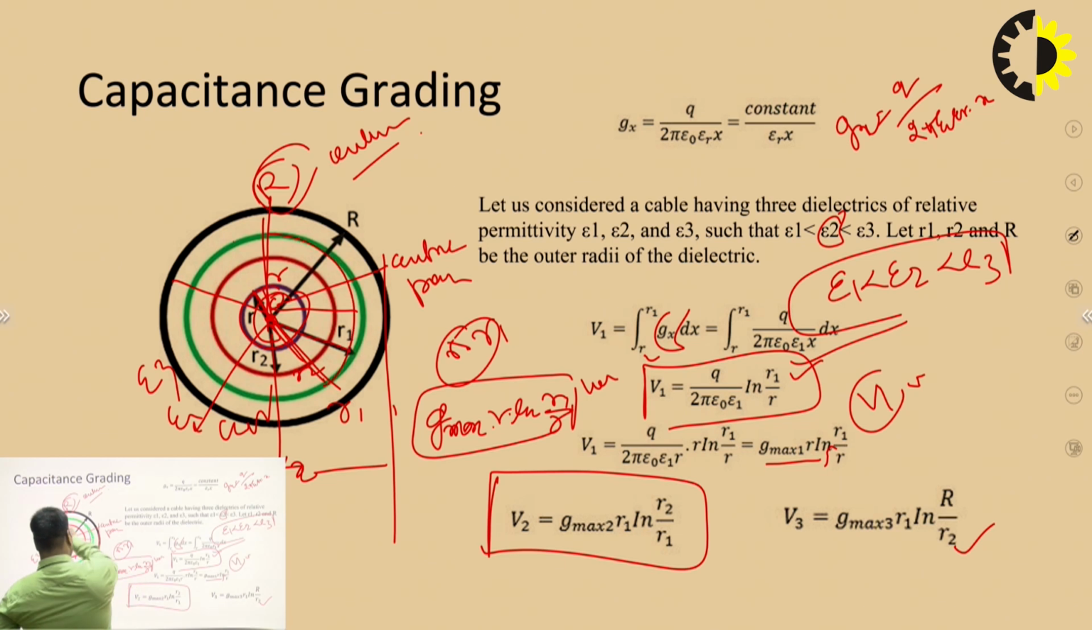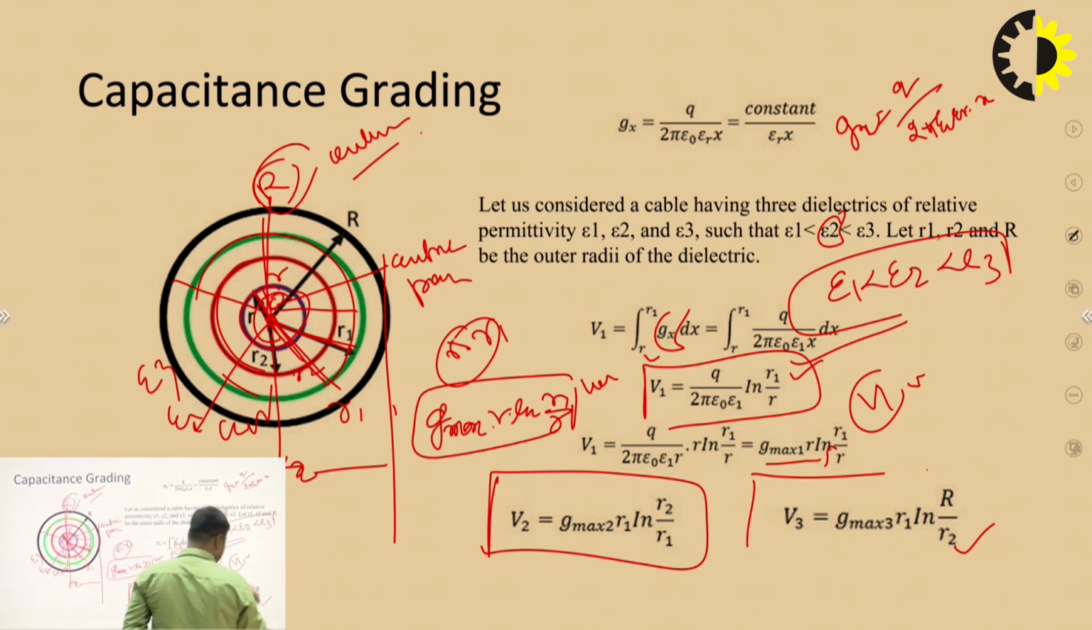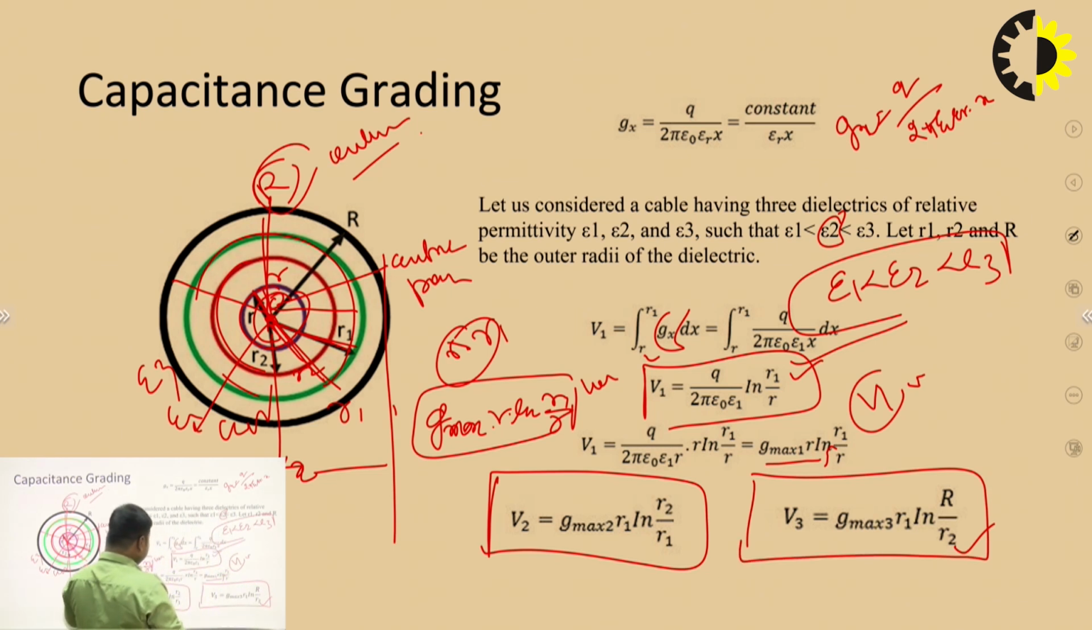R2 is for the inside, and r1 is for that side, and V3 equals G max 3 into r1 ln capital R by small r2. So this is the pattern of 1, 2, 3, and correspondingly the relative permittivity is epsilon 1, epsilon 2, and epsilon 3.